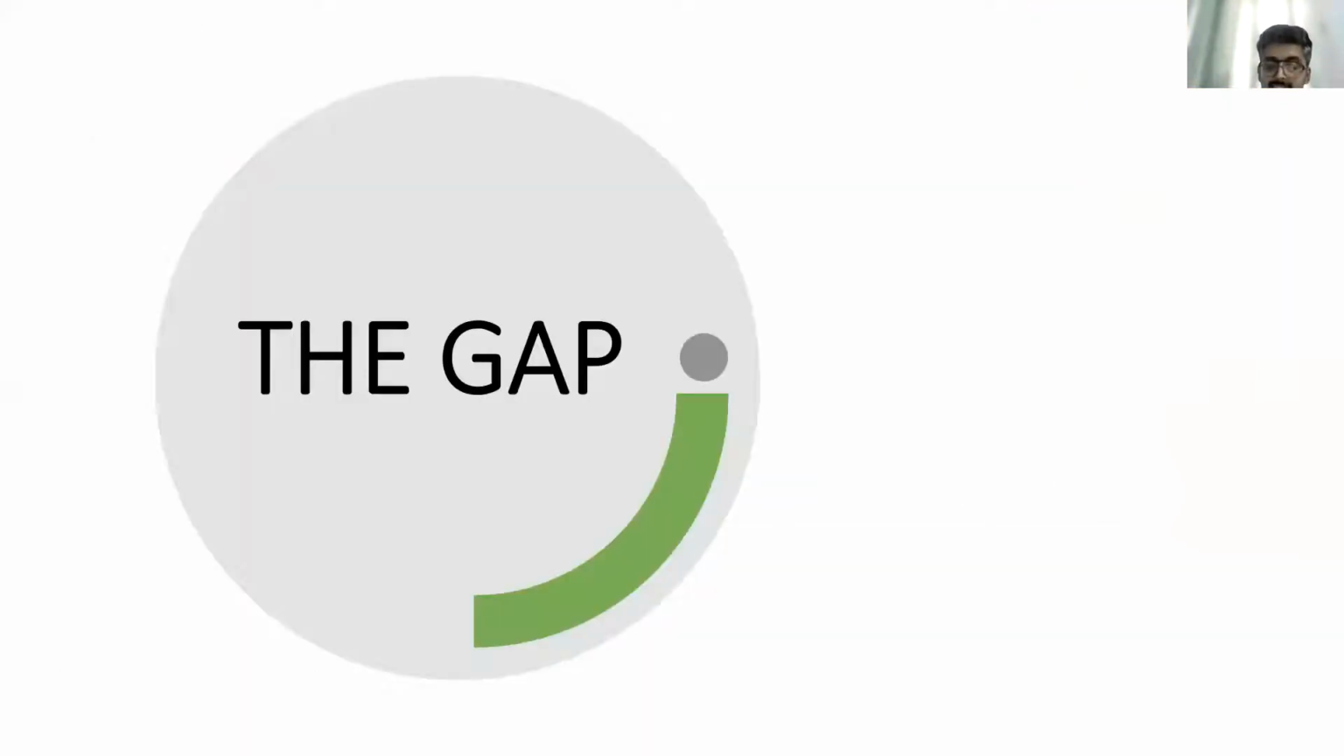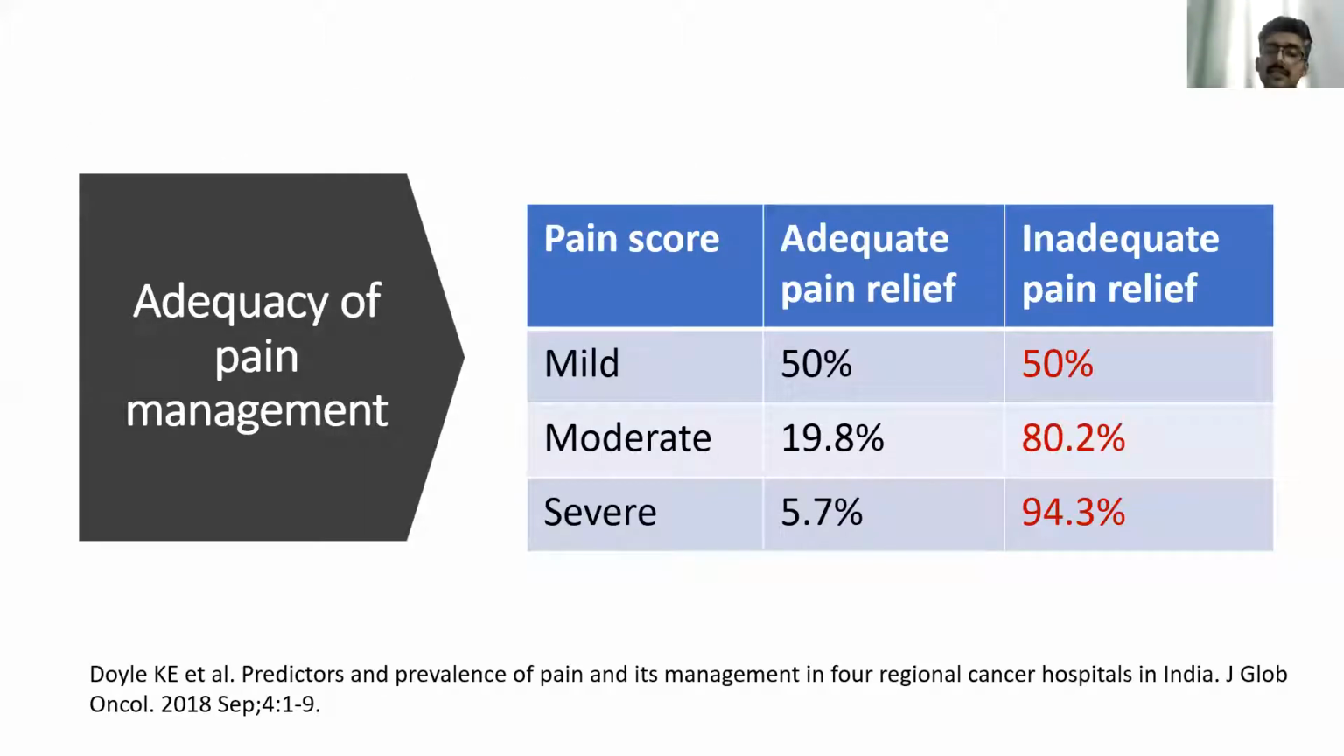I actually showed these statistics to say another thing, because we have to address the question of whether there is a gap in the way that we address pain as an important thing. Do we actually address pain as an important cause of morbidity? The answer would be no, because the statistics show that in cancer patients with mild pain, only 50% of them get adequate pain relief. In moderate pain, only 20% of them get adequate pain relief, which comes all the way down to 6% in severe pain.